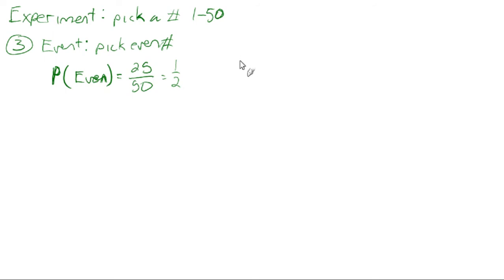Okay, number 6. A prime number is chosen. So the event in 6 is getting a prime number. I don't know all the prime numbers off the top of my head, so we're going to have to just investigate here.